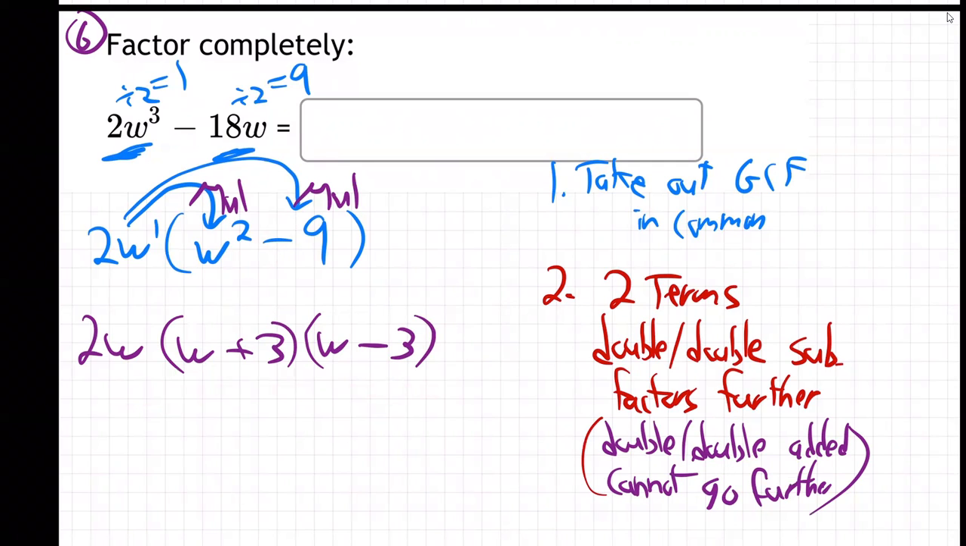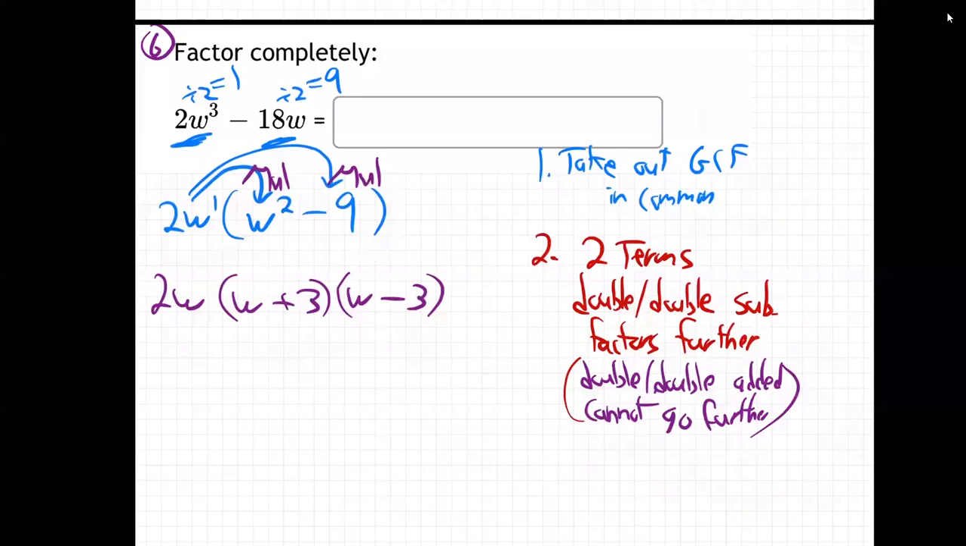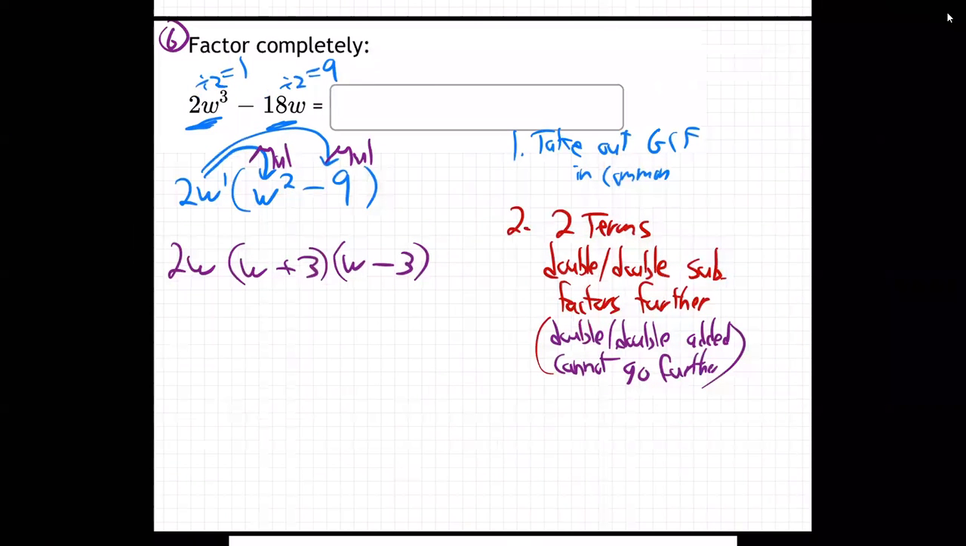I can prove that real quick. I don't want that just to be something I say and who knows why. You can check it. Let me do it right here. If you take W plus 3 times W minus 3, what do you get? W squared minus 3W, plus 3W minus 9, and then they cancel and you see it is W squared minus 9. It works. It goes right back to W squared minus 9.